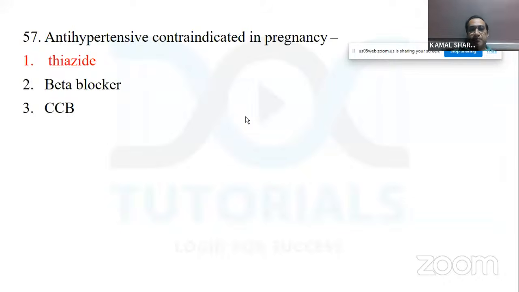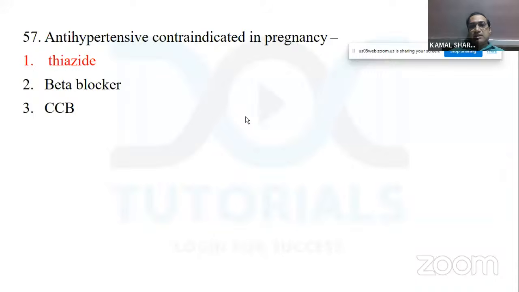Drug contraindicated in pregnancy. I was told the options were beta blocker and CCB. There's no problem much with labetalol-like beta blockers. You want to avoid placenta-crossing beta blockers to prevent fetal bradycardia. But as a group, beta blockers are pretty okay to use in pregnancy unless they cause fetal bradycardia. CCBs, of course, we know. Methyldopa, we of course know. But thiazides have been classically stamped as a contraindicated class C drug in pregnancy.